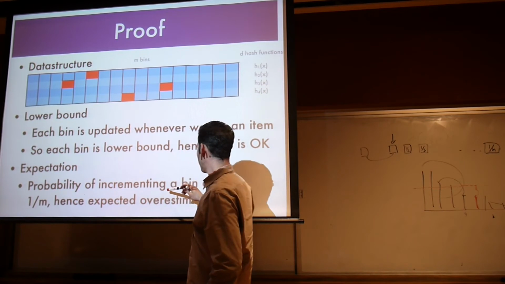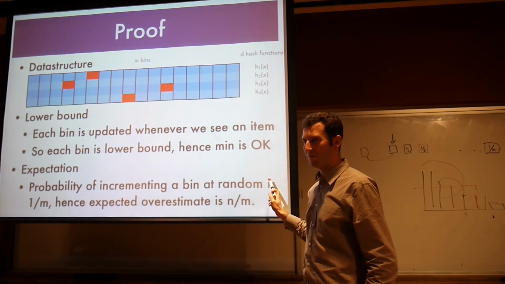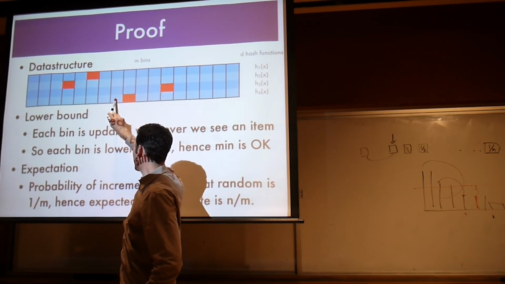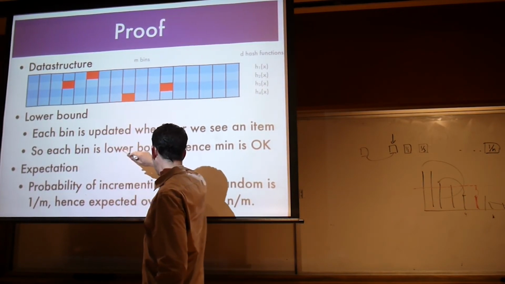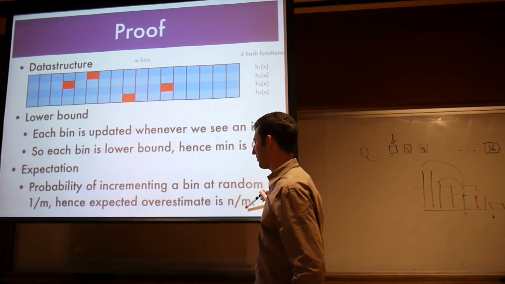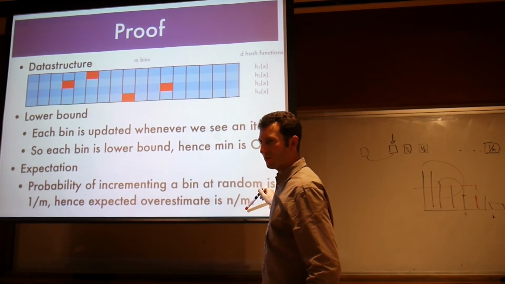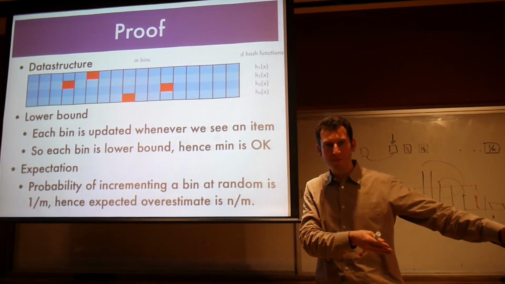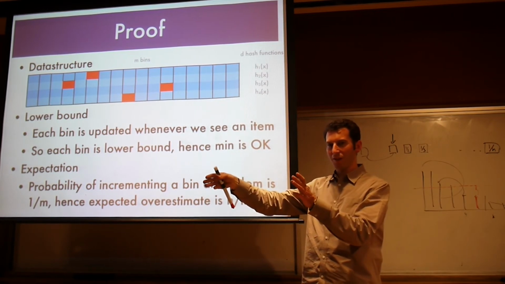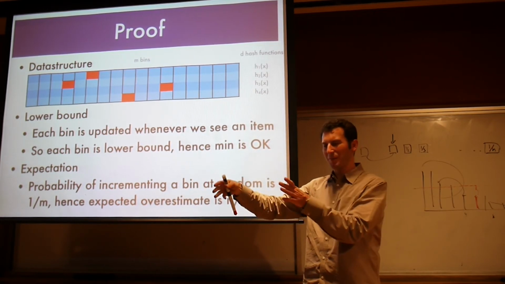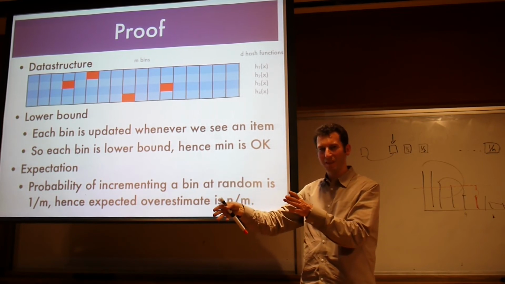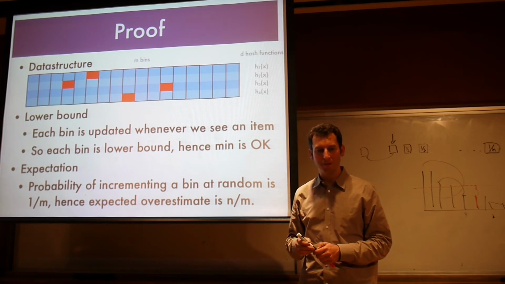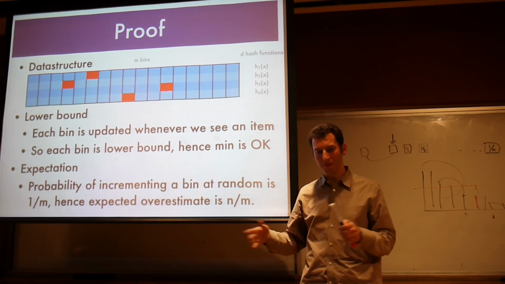Now, the probability of incrementing a bin at random is 1 over m, because we have m bins. I might have picked a random bin, so that's fine. So therefore in expectation, the total overestimate is going to be n over m. So what we've done now with those two simple lines is we already have a lower bound on our estimator. We have the expected value of the estimate. So now all we need is a tail bound that will guarantee that we don't deviate by too far. And once we have the tail bound, we're safe.